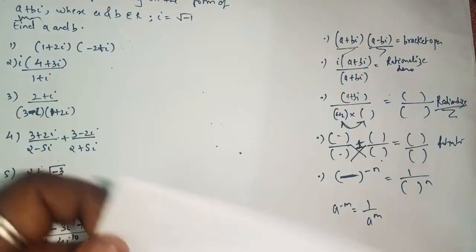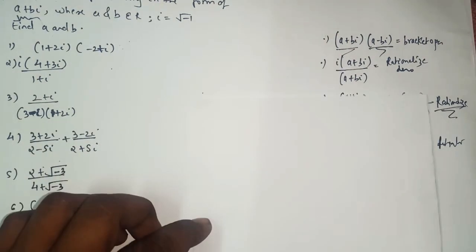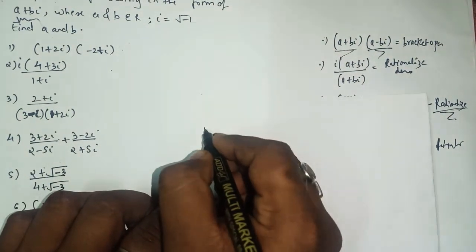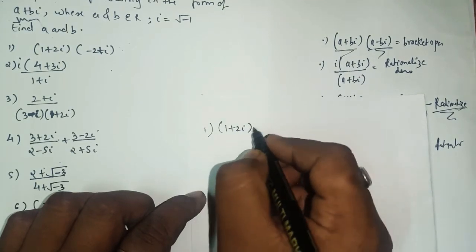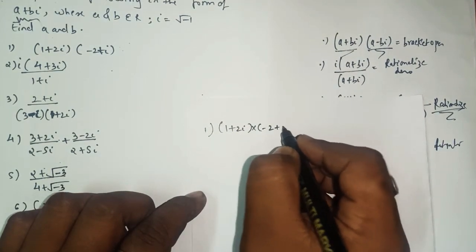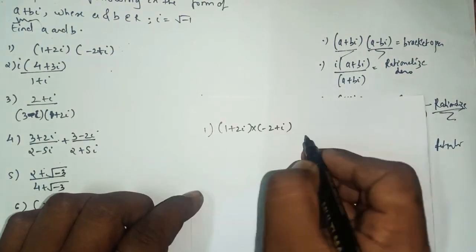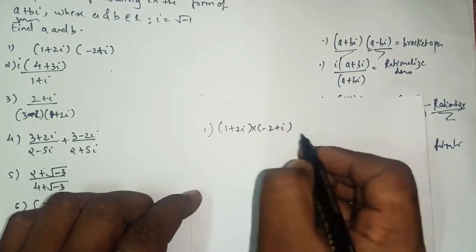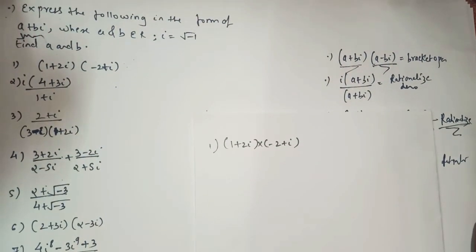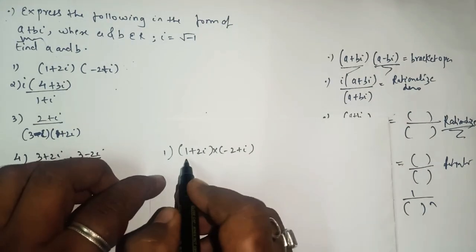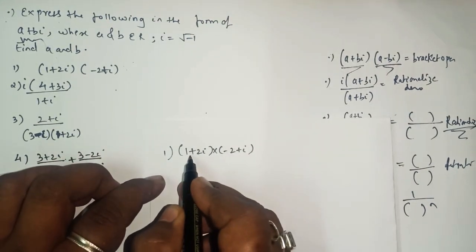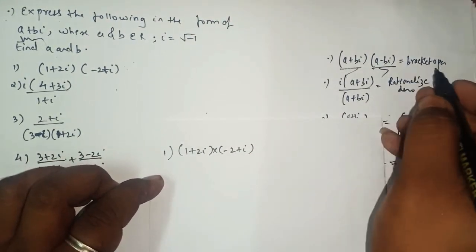So here the first one is what? In the first one it says 1 plus 2i into minus 2 plus i. We have to convert this given sum into a plus bi, and you have to find the value of a and b. Okay, so as we know that whenever we have a format like a plus bi, simply you have to do what?